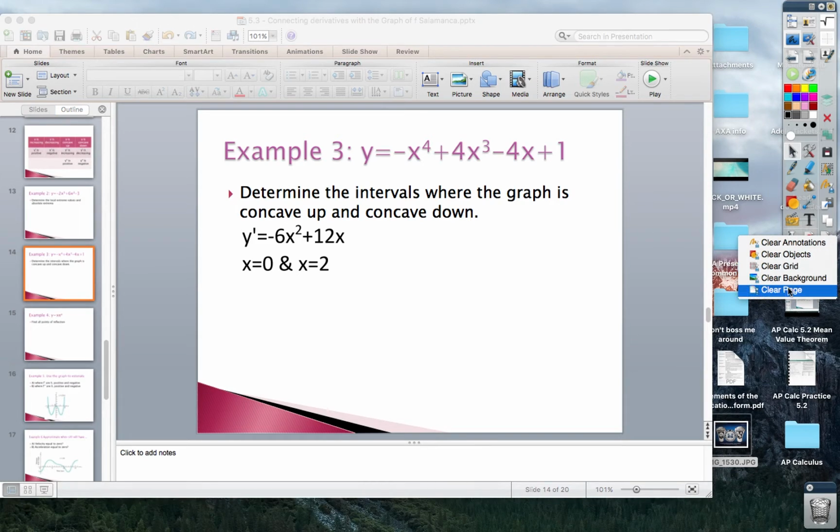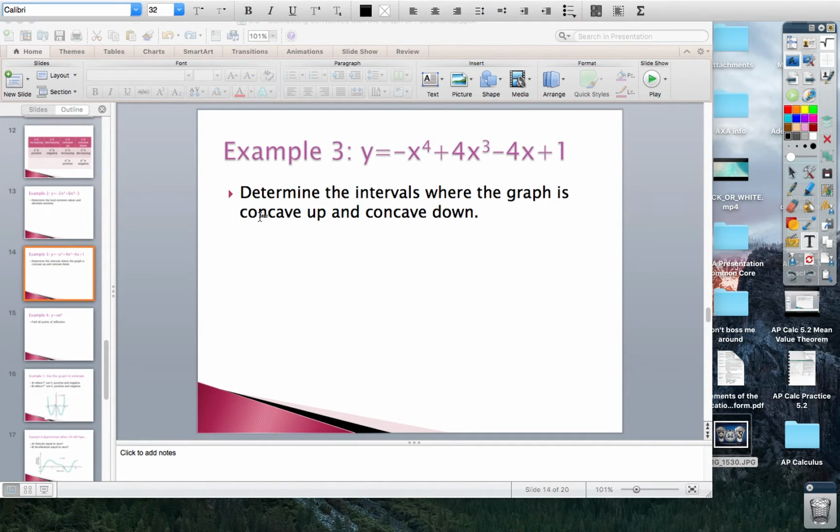Example 3 is going to be a little bit different. It says determine the intervals where the graph is concave up and concave down. So remember what it's asking us for, concavity. So that's not the first derivative, rather, that's the second. So we're going to go ahead and find the first derivative first. y equals negative 4x cubed plus 12x squared minus 4. So we're going to find y double prime. That's going to be negative 12x squared plus 24x.